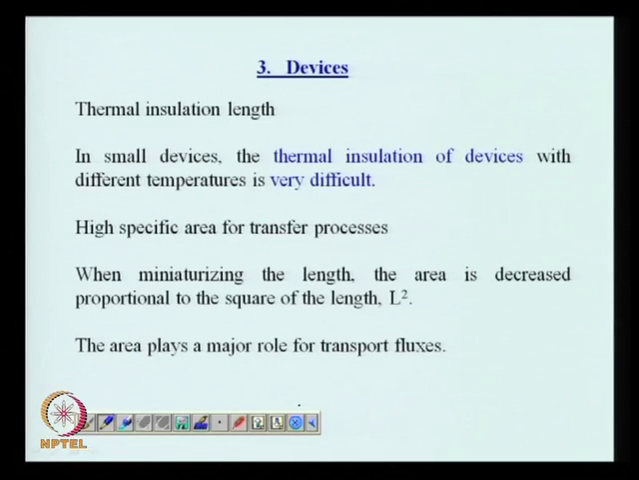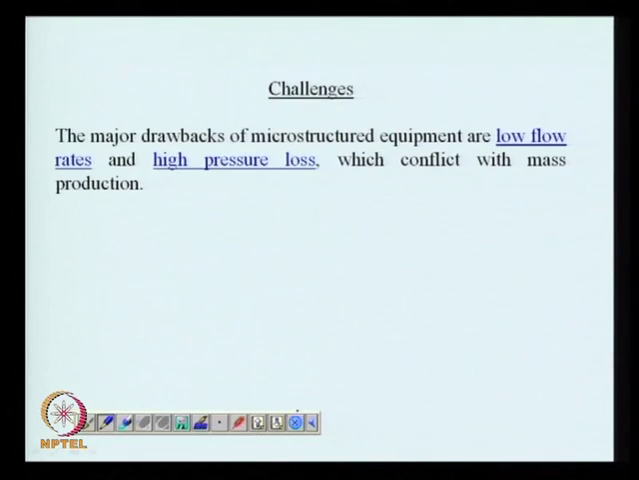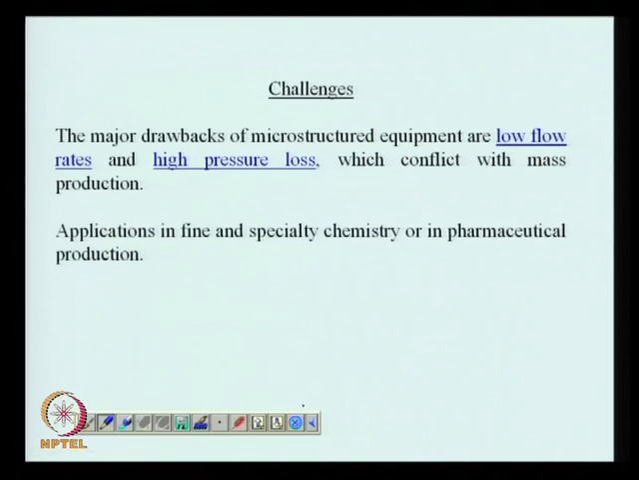The advantage is that it has high surface area for transport processes. When we miniaturize anything, the area decreases proportionally to the square of the length, and this dependence on L square is playing a major role in the enhanced transport fluxes in such devices. So, what are the challenges that we have? Obviously, low flow rates, low throughputs, and high pressure loss. So, this is in conflict with mass production of any material.